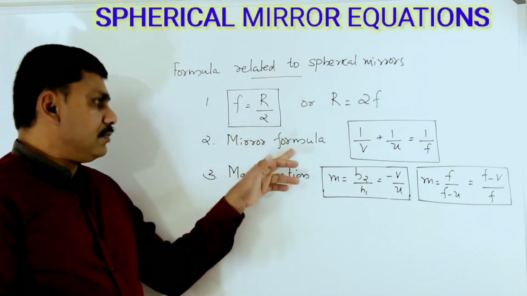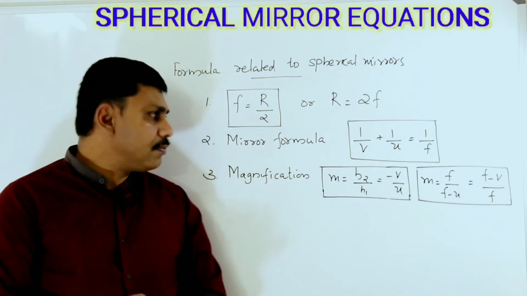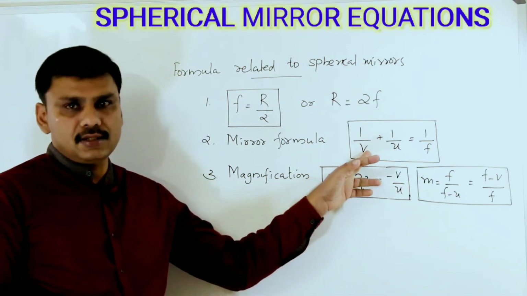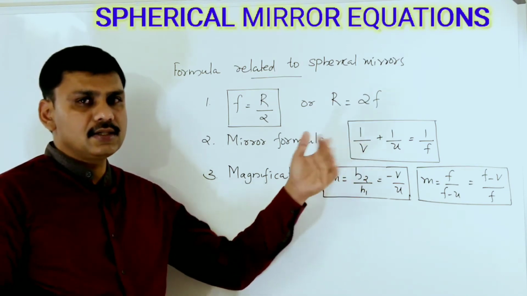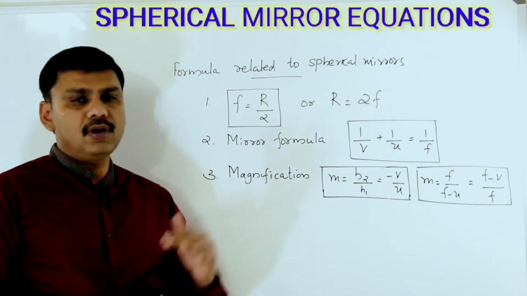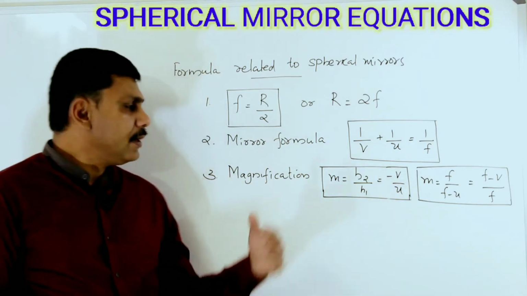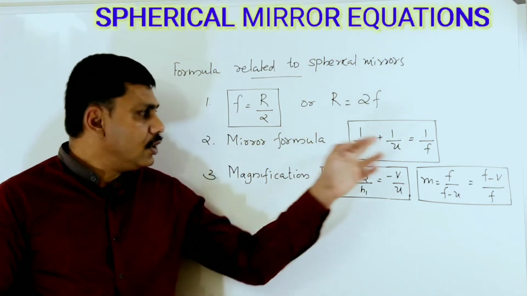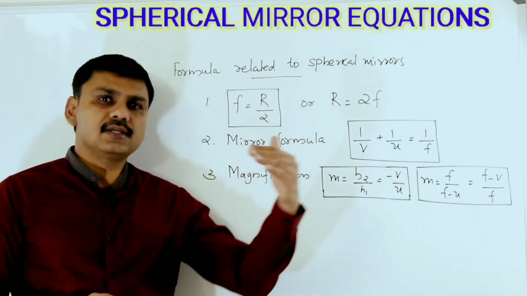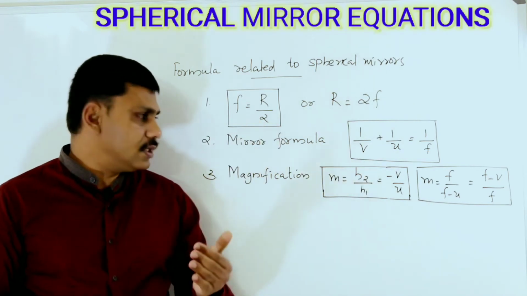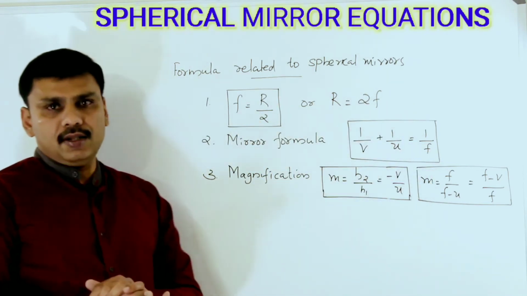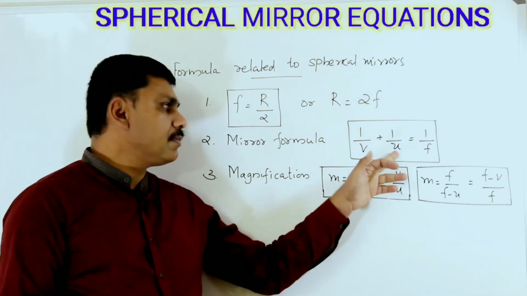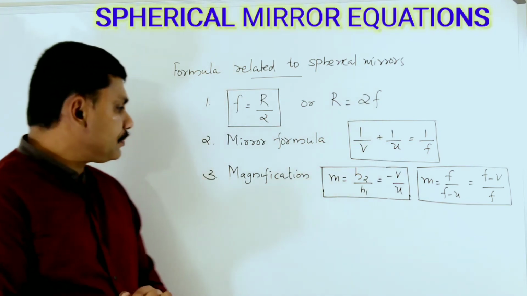Next, the mirror formula. Mirror formula is 1 by v plus 1 by u equal to 1 by f. v is the image distance, the distance from the pole to the image. All distances we are taking from the pole. u is the object distance, the distance from the pole to the object. And f is the focal length. This formula is known as the mirror formula: 1 by v plus 1 by u equal to 1 by f.